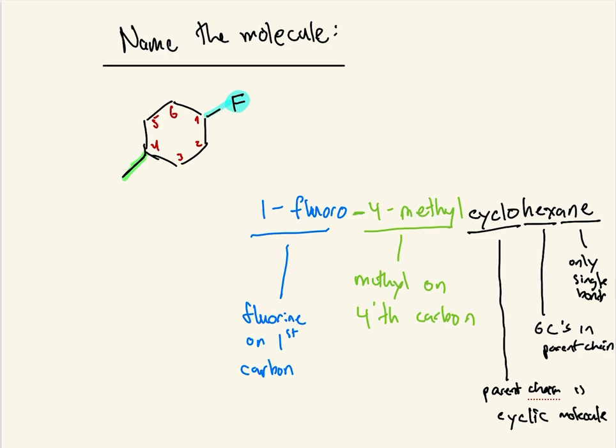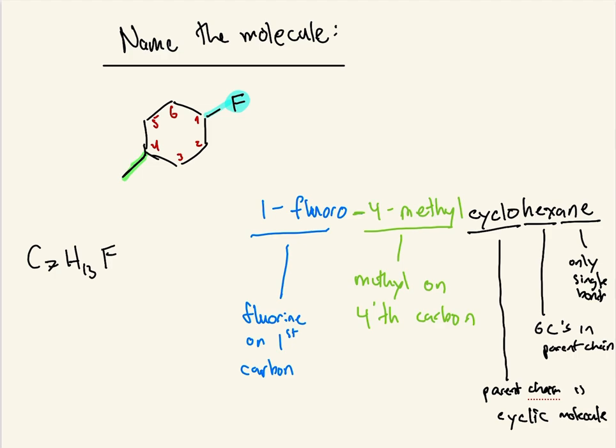We're going from the structure to the name, name to the structure. The formula? Oh, so this would be C7H13F. It would be 1-fluoro-4-methylcyclohexane. Yep. So you don't have to write 1, because that implies that the highest priority functional group on a ring structure is always going to be the number 1.